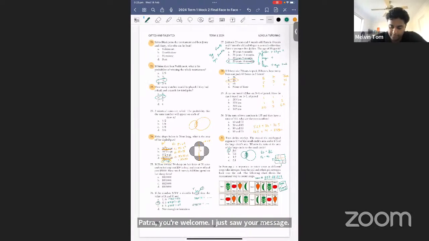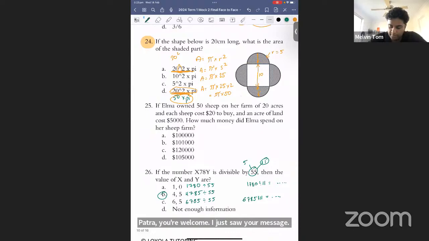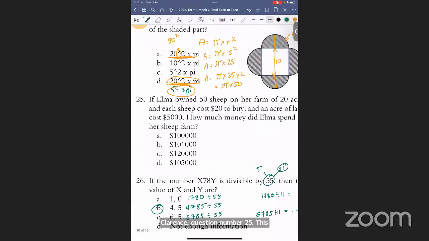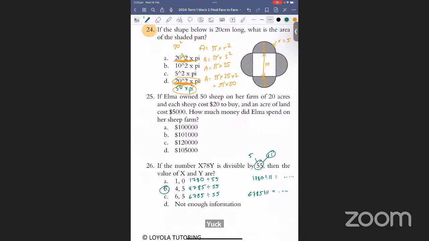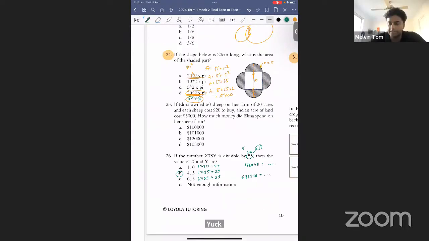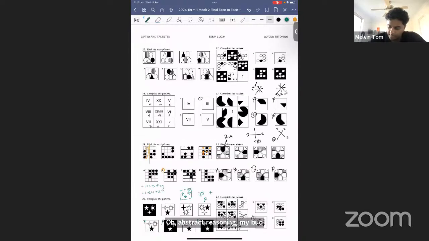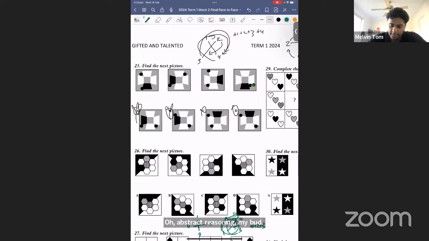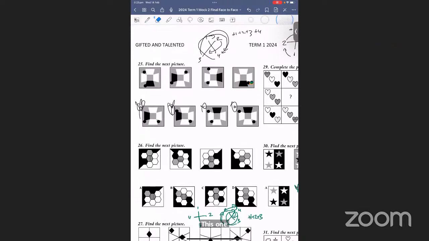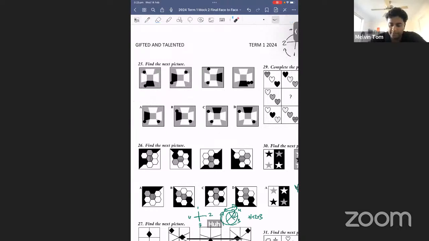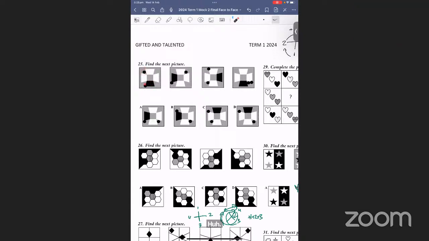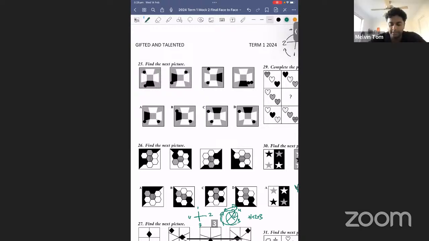Clarence, question number 25. This one, Clarence? Yep. All right. No, the abstract reasoning one. Oh, abstract reasoning, my bad. This one, buddy. Uh-huh. All right, let's take a look. So, Clarence, how many different features do we have in this question? 3. Good man. We have 3 different features, right?